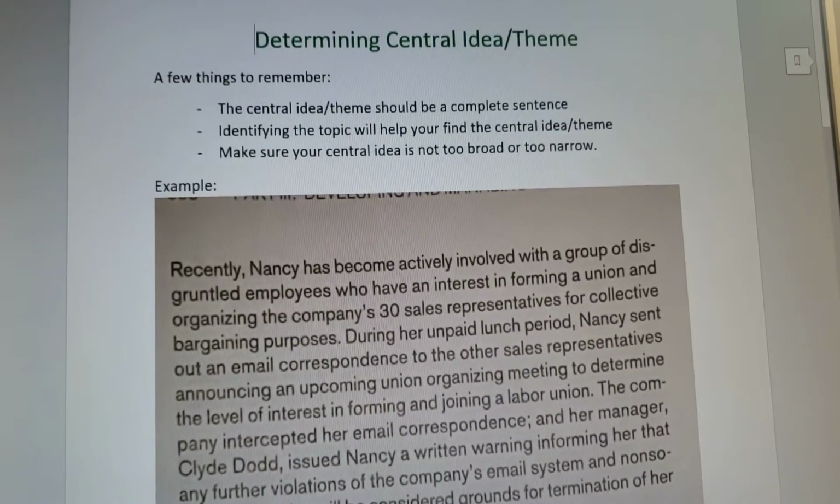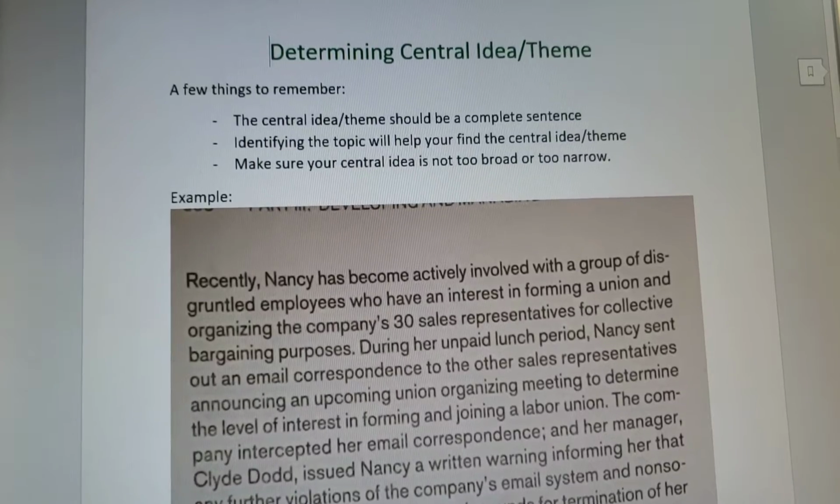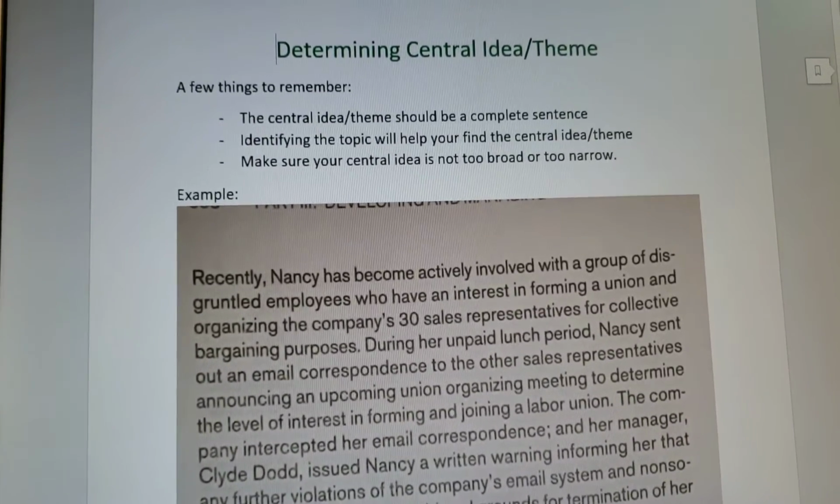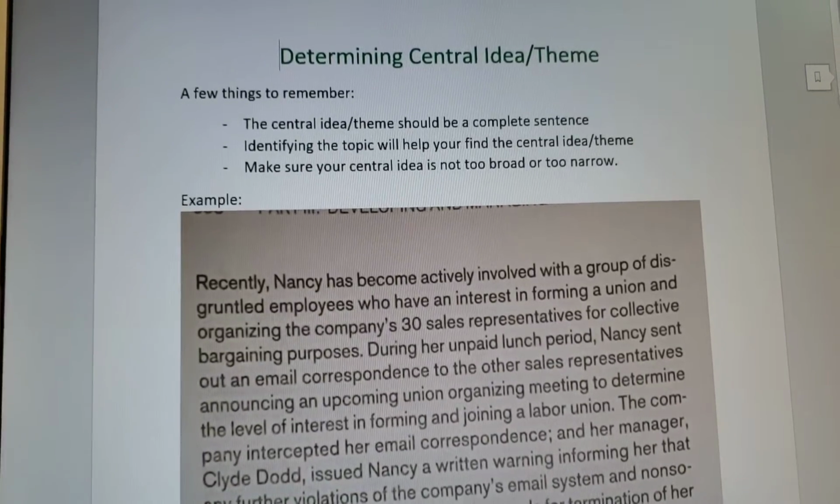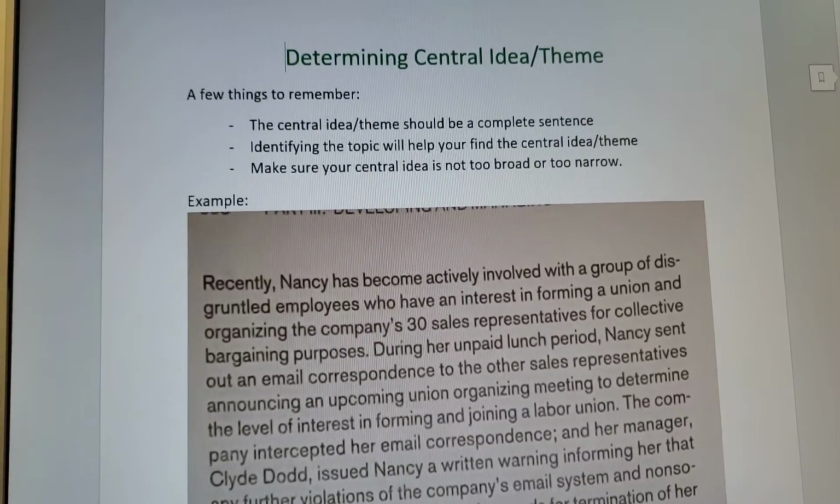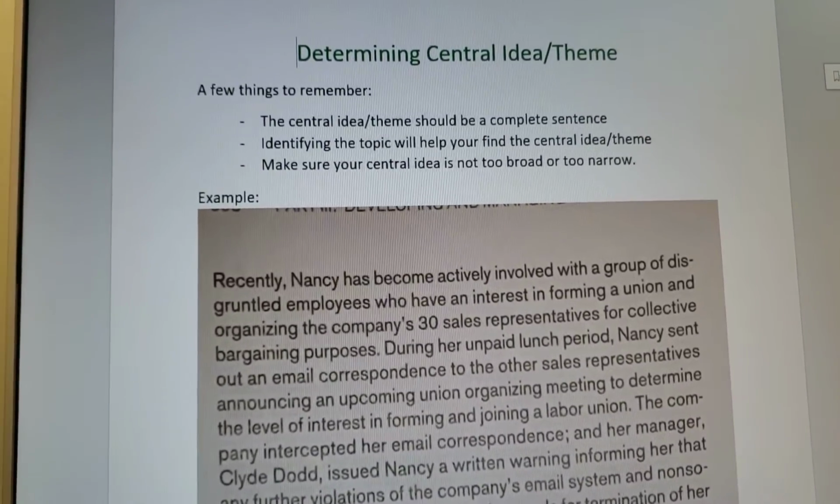But anyway, let's talk today about central idea and theme. Now, I know you probably have been learning about central idea and theme for forever. But it's still important to make sure that we are all on the same page when it comes to central idea and theme. So for our purposes, we are going to treat central idea and theme as if they were the same.